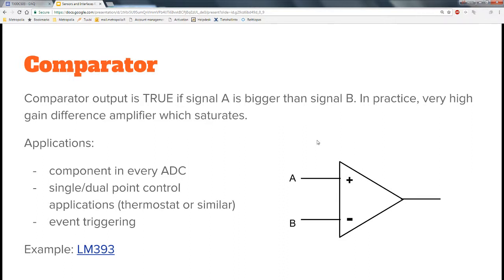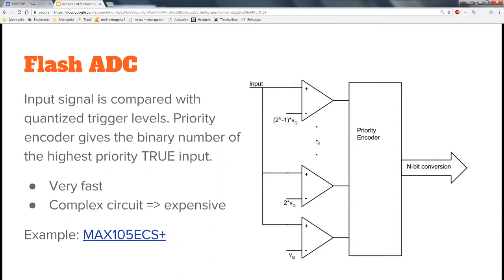But anyways, it gives information about whether the signal is higher or lower than something. That's a 1-bit A to D converter. If we had a parallel set of these 1-bit A to D converters with reference levels which are basically n times the digitizing level, those are basically digitizing levels.